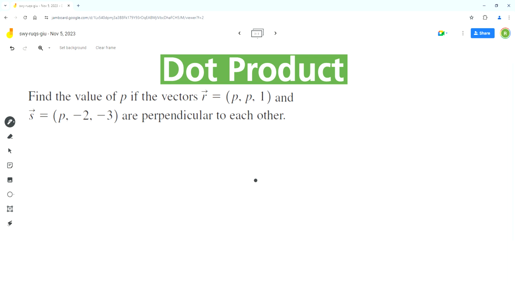So in this video, we'll solve this problem using the concept of dot product. As per the problem, find the value of P if vectors R and S are perpendicular to each other. So we are given that vectors R and S are perpendicular to each other. That means their dot product should be equal to 0. So that's our first step.